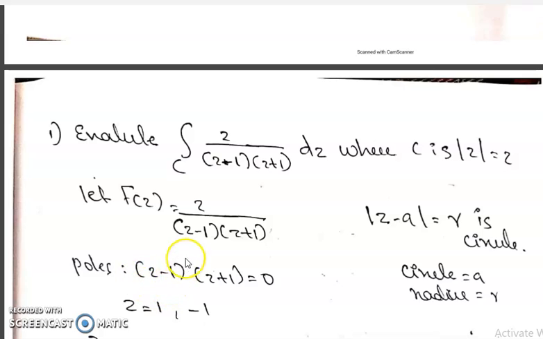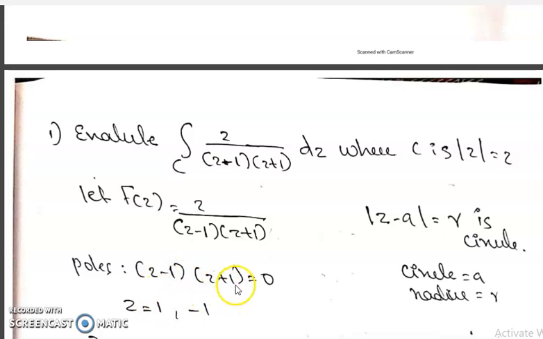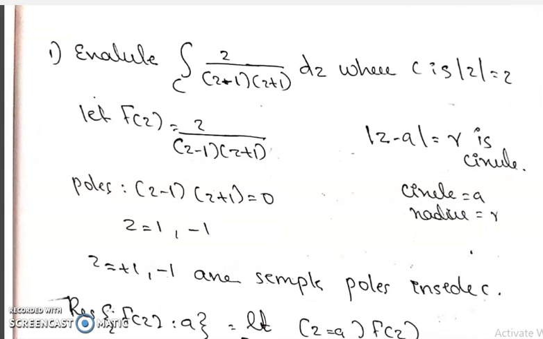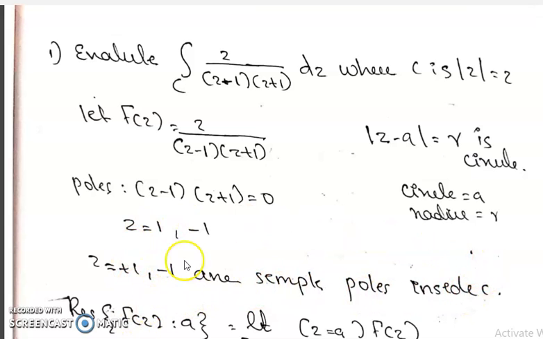From the first term, z minus 1 equal to 0, z equal to 1. z plus 1 equal to 0, z is equal to minus 1. And now, after finding the poles, we have to find the residue. Both the poles are simple poles. They are simple poles inside the curve C.